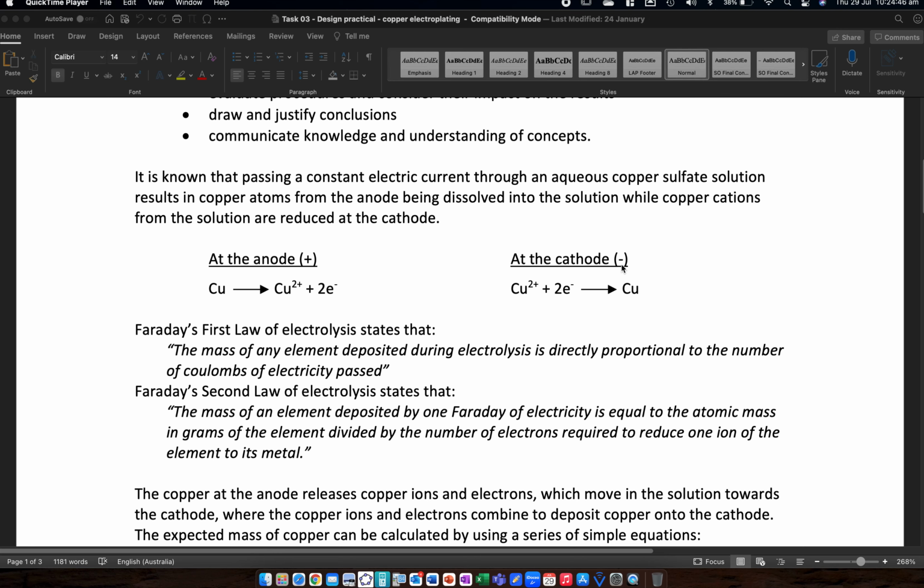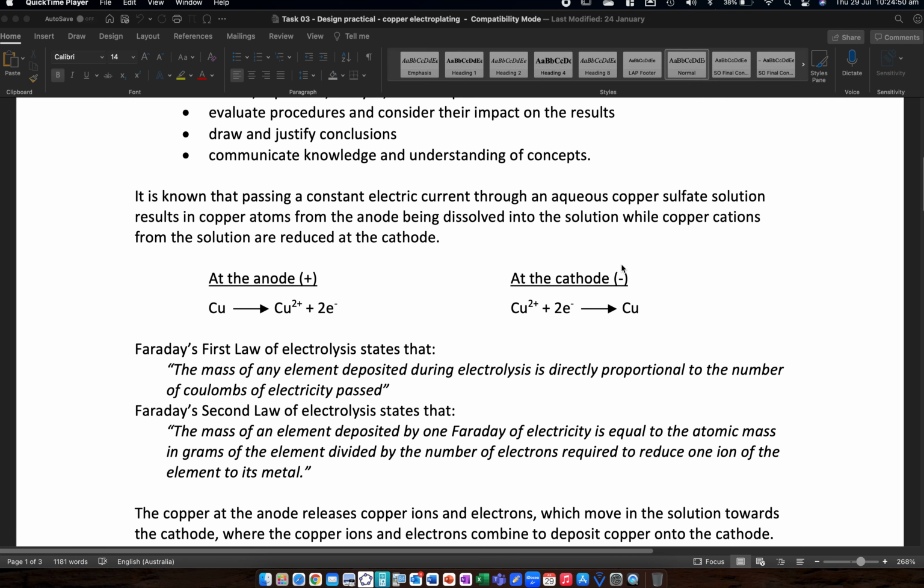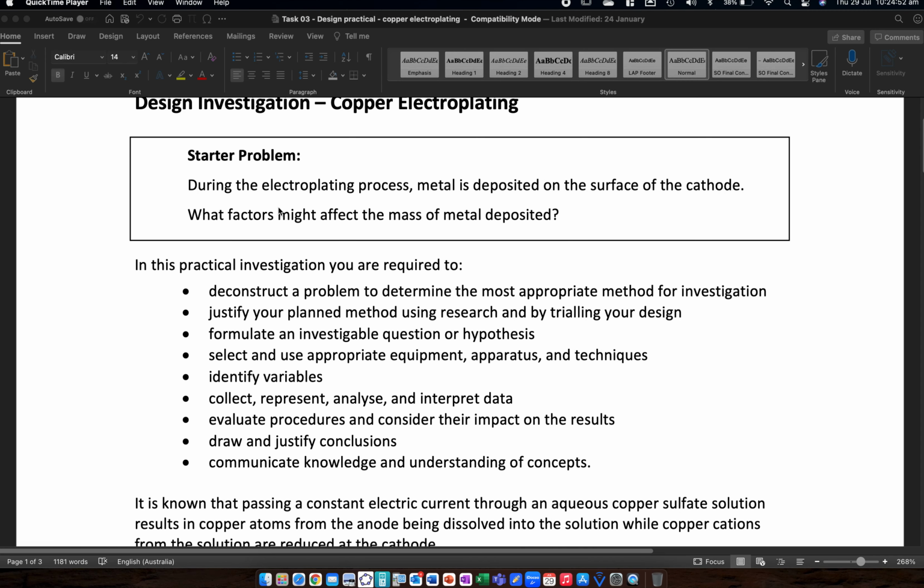Are we supposed to be measuring how much copper builds up in the electrode? Well, that's a good question. What factors might affect the mass of metal deposited? You're going to be investigating in this electrolytic cell what can be varied to affect how much mass is going to be deposited there.